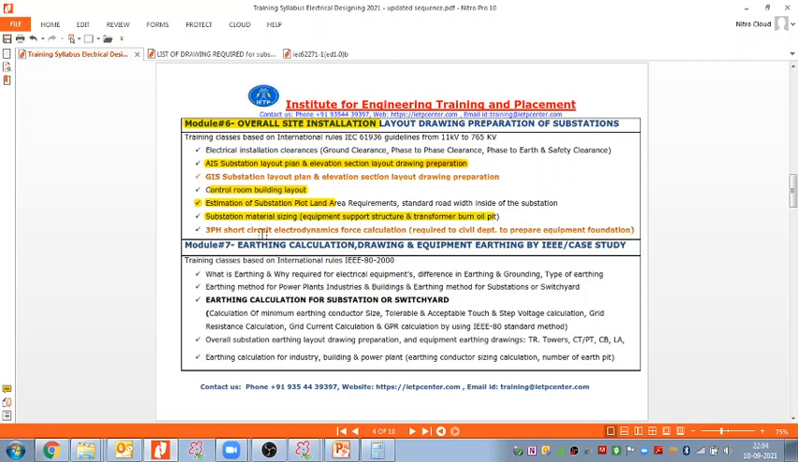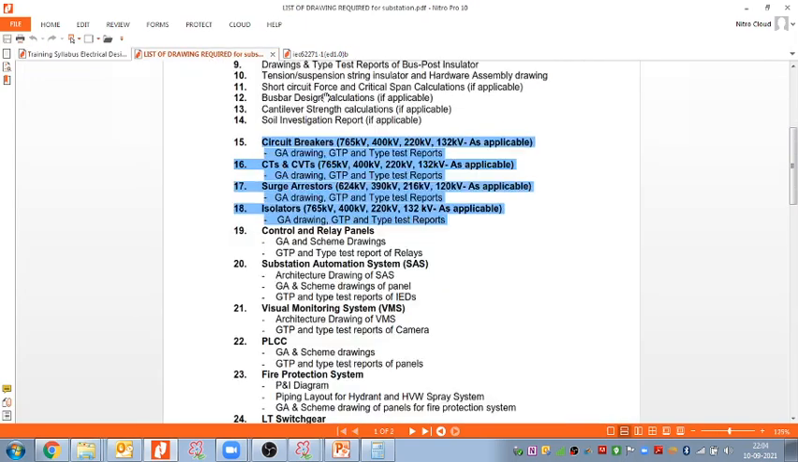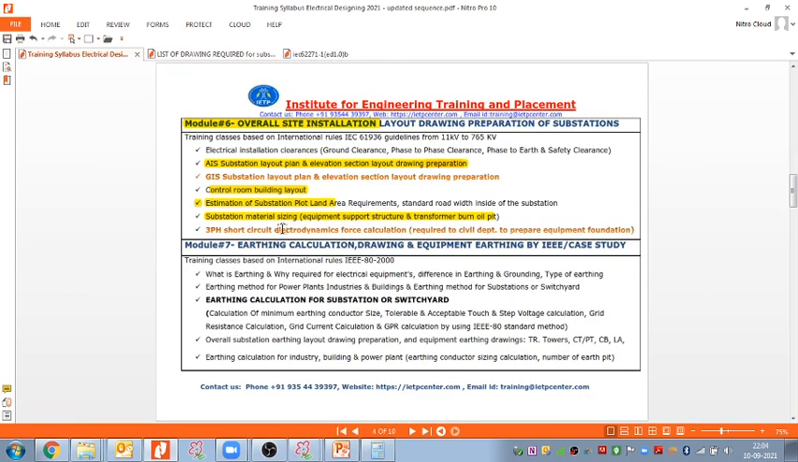So all these short circuit force calculations are required here. If you see in the drawing, they require the short circuit force calculation, so that also we are covering over here.